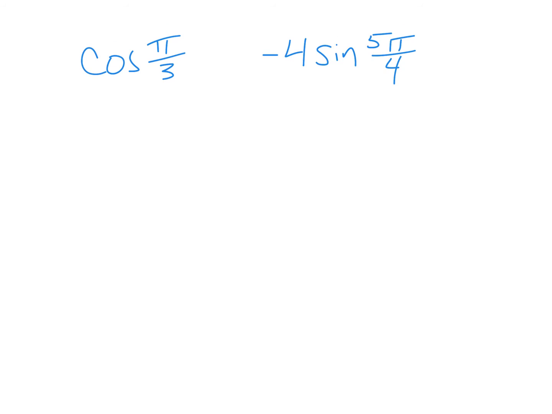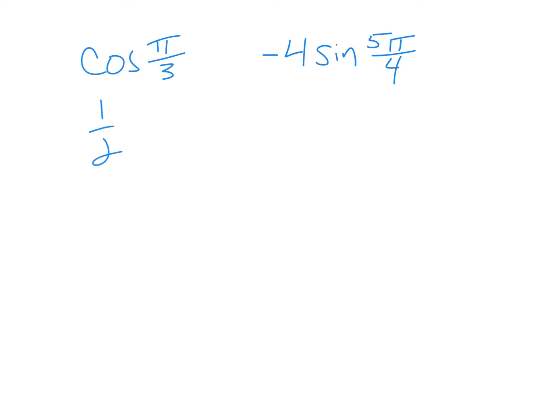So now we're going to find the exact value of a trig function that's in radians. Cosine of pi over 3. Your book wants you to convert to degrees and then find it, but just use your unit circle. So cosine of pi over 3, of course, is 1/2.